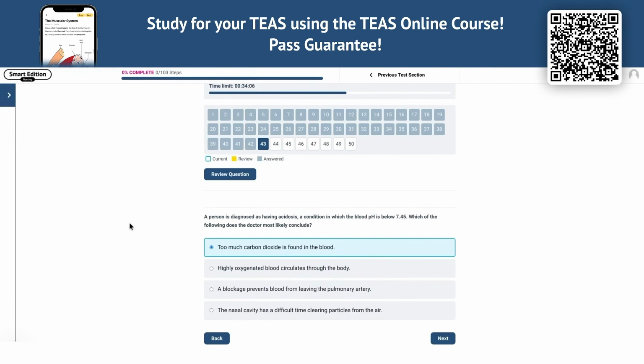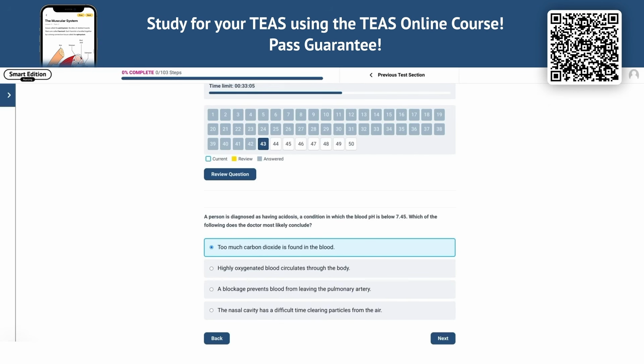Too much carbon dioxide is found in the blood. So, as the question stated, acidosis refers to a condition where the blood becomes too acidic, which means that the blood pH is below 7.45. So when CO2 combines with water in the blood to form carbonic acid, which lowers the pH, that makes the blood more acidic. This condition can happen when the body has trouble expelling CO2 through breathing, leading to what's called respiratory acidosis.